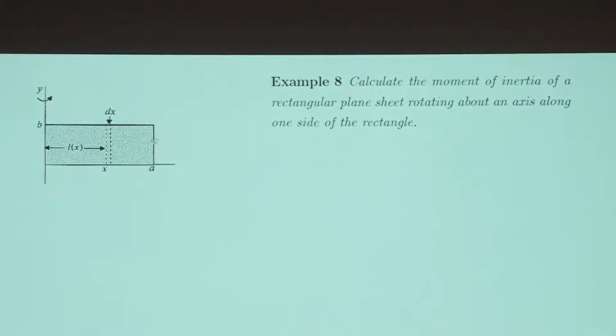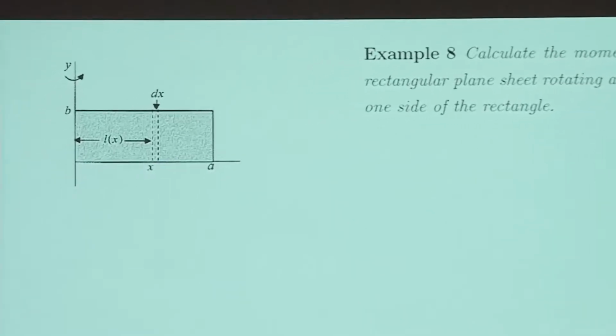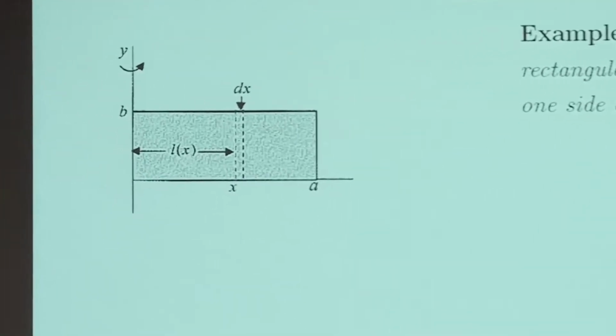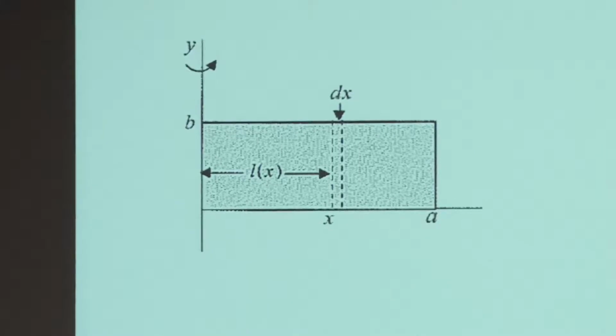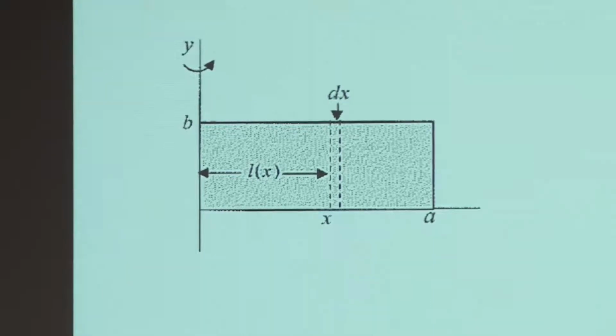Now, if you're just looking at this flat sheet, you could slice it vertically like this, or you could slice it horizontally like this. The important thing when you're doing these ones is you have to slice it so that everywhere in one slice is the same distance from the axis of rotation. Okay? Now have a think.